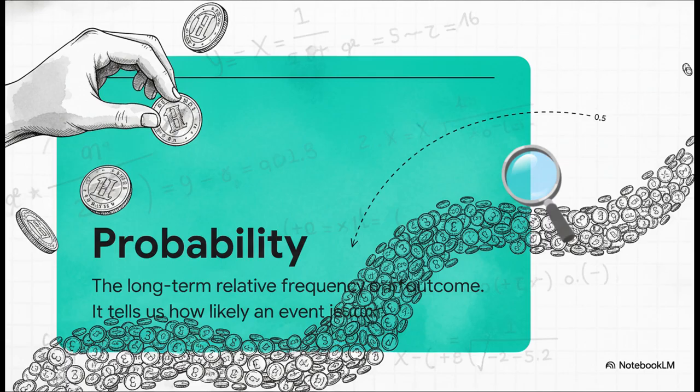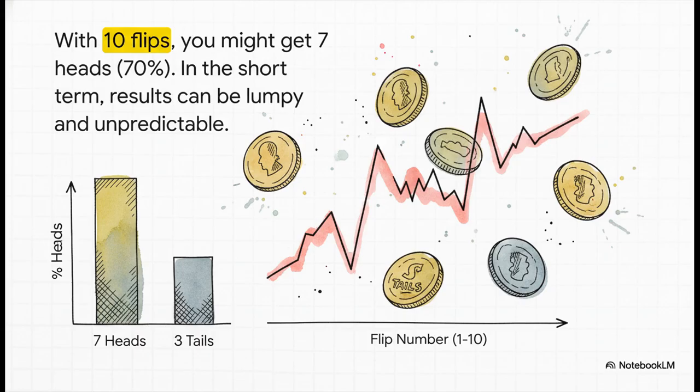thousands of times. For instance, let's say you flip a coin just 10 times. You could totally get 7 heads. That's 70%. Now, if you stopped right there, you might think, hey, this coin is rigged. But this is a perfect example of how, in the short run, random chance can look really lumpy and weird. This one little experiment doesn't tell you the real story.